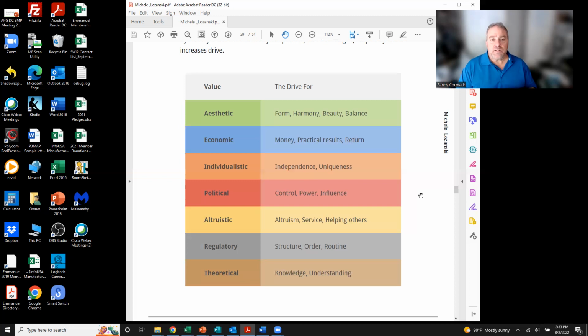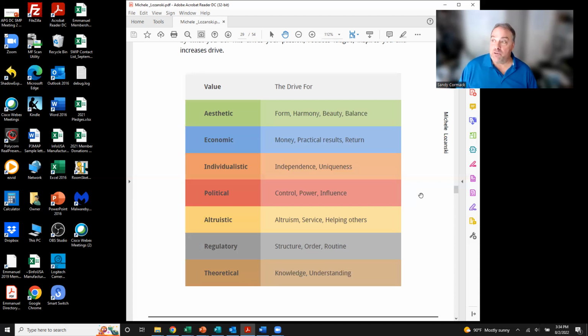The sixth value is regulatory. This is the drive to be in a structured environment with order and routine. So lots of rules, lots of regulations, lots of procedures. Often this person, if they were put into an environment that doesn't have a lot of structure, will build the structure themselves in order to make it so that they can function. They really like having that structure to rely on.